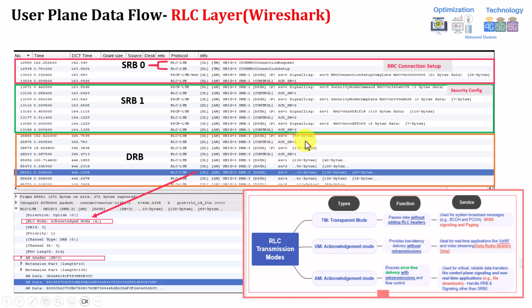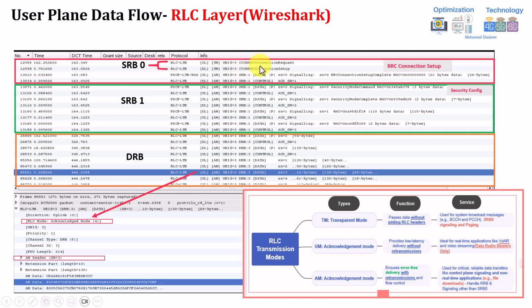But before we move into the segmentation part, this is a complete example for all the SRB0, SRB1, and DRB. As you can see, we highlighted that spot before as well. For example, SRB0, as you can see, this is happening during the connection request and connection setup, and this is mainly using the transparent mode, as we highlighted before for SRB0.